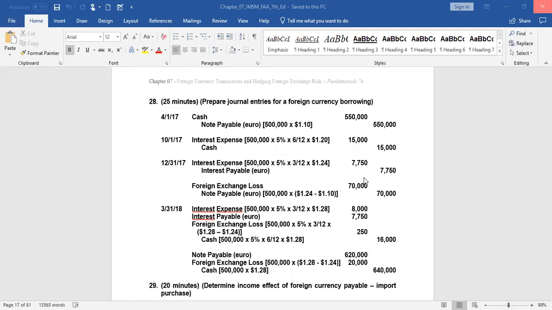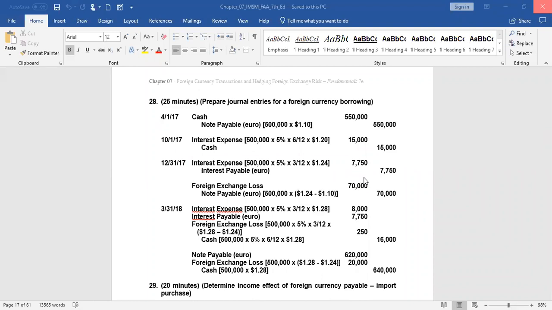It went up to $1.28. So we still need to add the additional 4 cents, because we're going to be paying 4 cents more per euro in our interest payment than we accrued for on December 31st. So take the 6,250 times 0.04. That is recorded as a foreign exchange loss, not as interest.